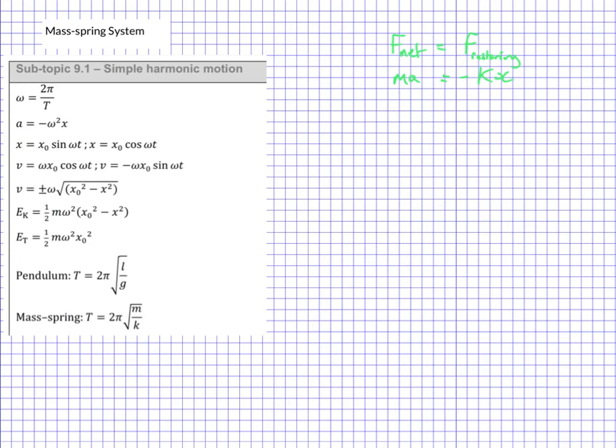Okay, so let's derive our equation. We're going to need a couple of things. We're going to need our displacement equation that we got from our initial lesson on simple harmonic motion. We did our sine and cosine waves and derived, using some calculus, these equations here. So we're going to need the first one. Let's just pick the sine. So x is equal to x naught sine omega t.